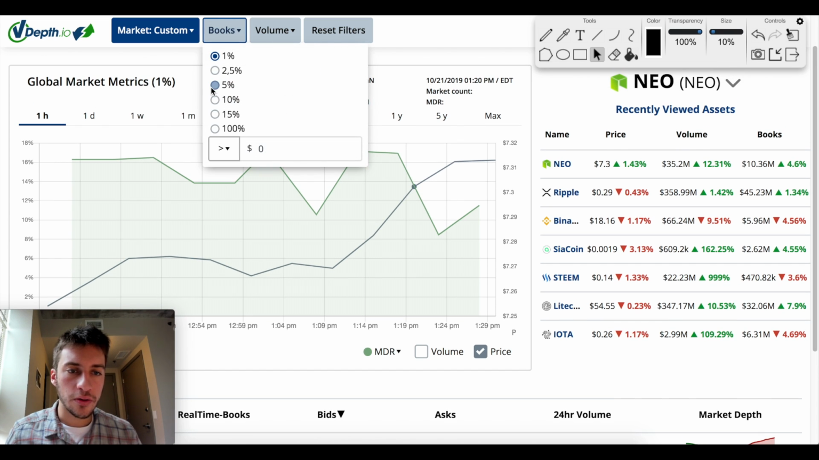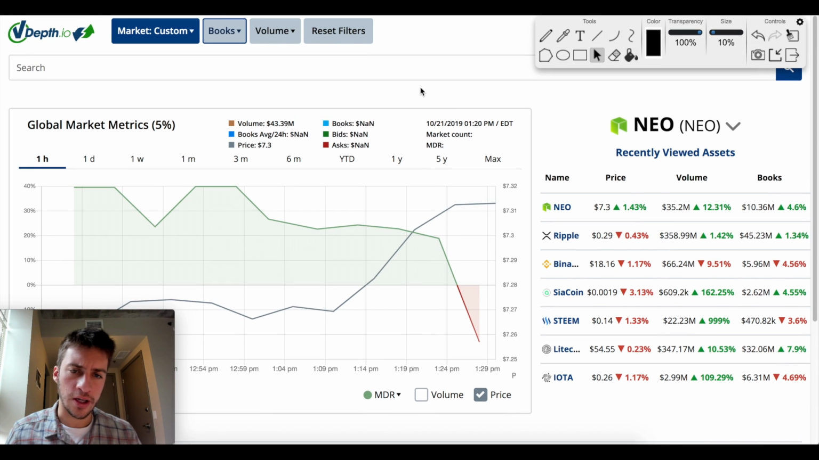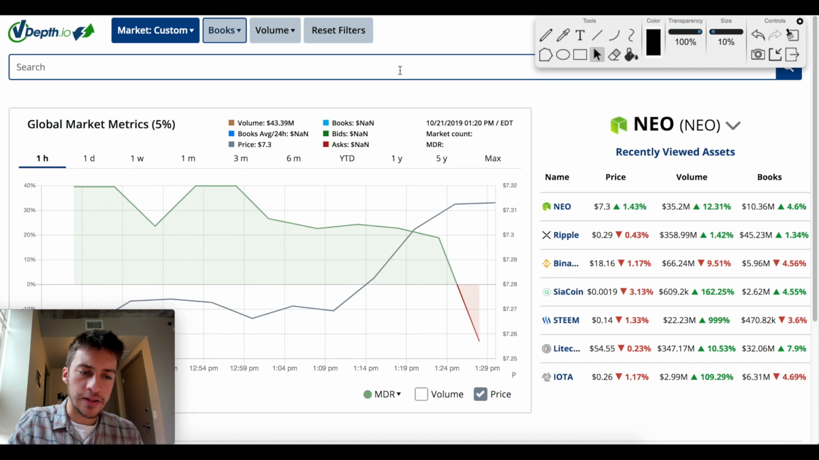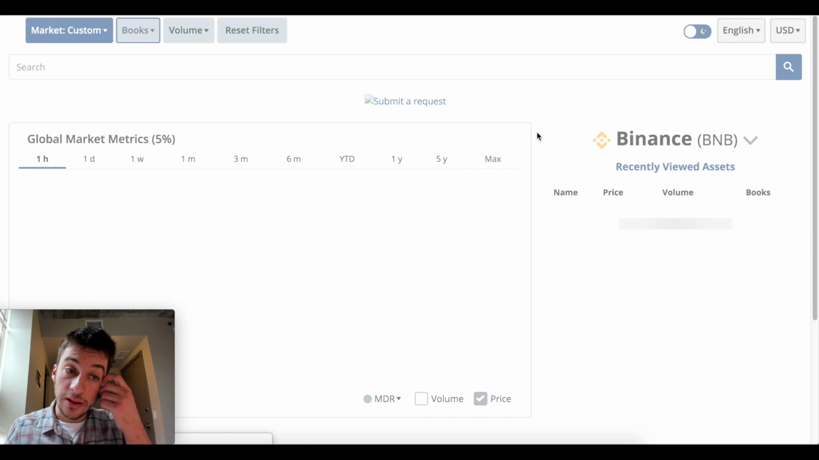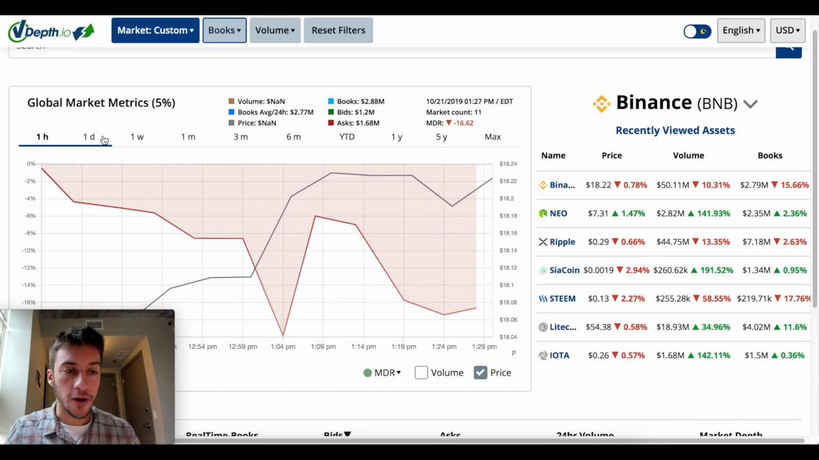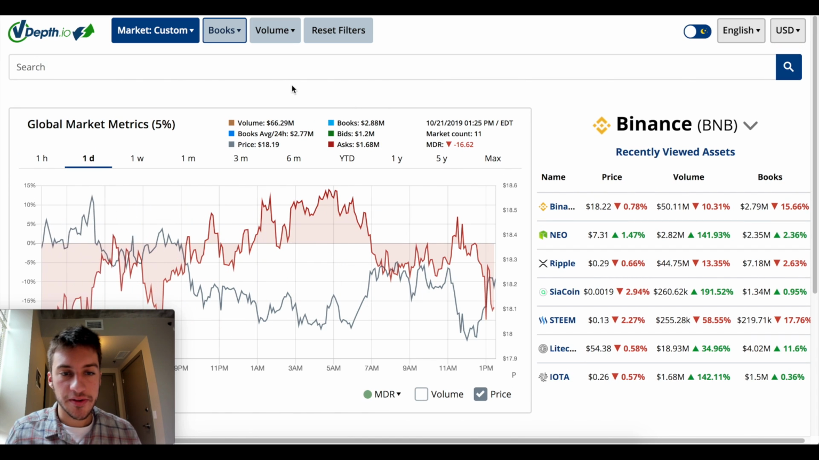Okay, now NEO looks like it had been responding pretty well to order depth. Let's go take a look at BNB, Binance Coin. So Binance Coin, and we're only looking at the volume and order depth from Binance.